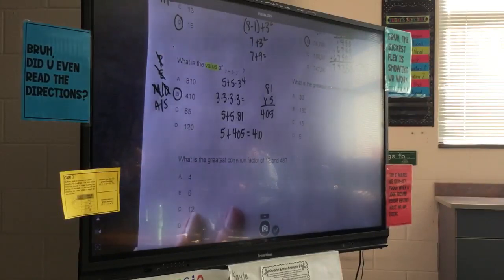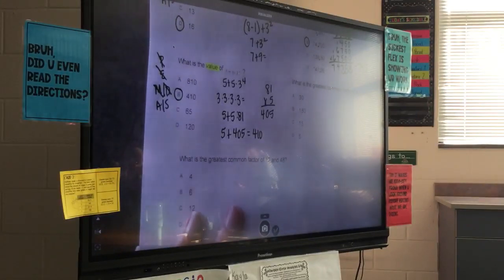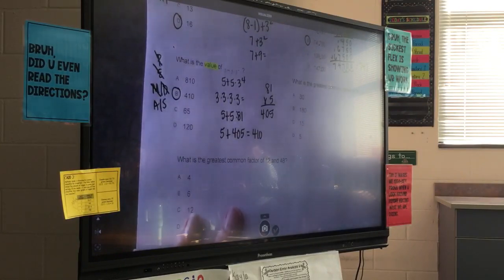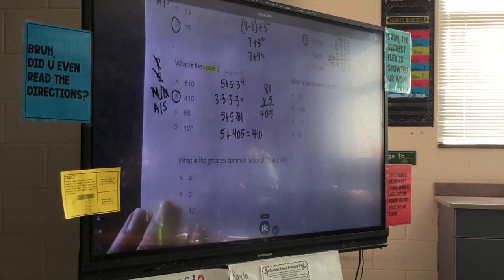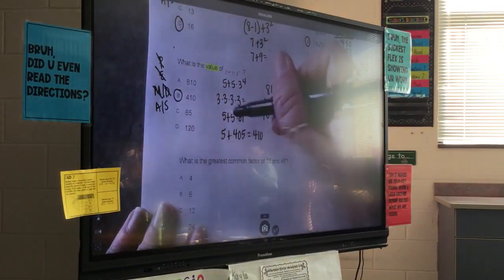What happens if you add 5 plus 5 and then multiply 81? What do you get? 810. Okay, so be careful with that. It's very important that we follow that order of operation. How many of you guys missed this because of this little hiccup right here?